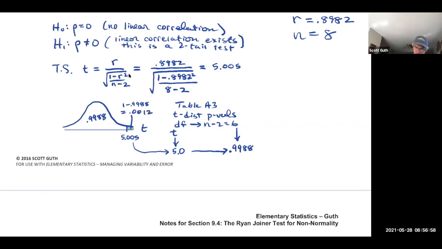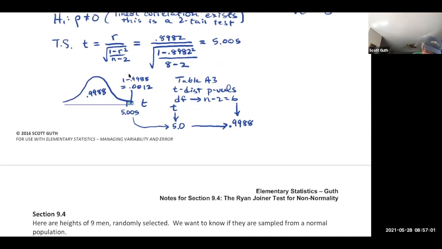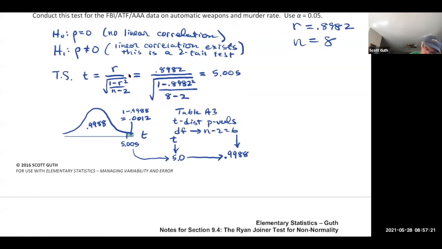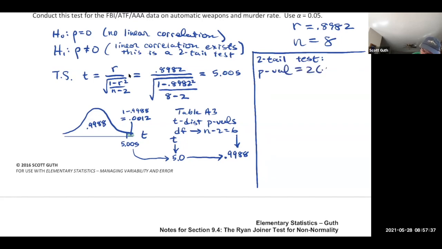0.0012. Thanks so much. Now, is that the p-value? What do you guys think? Is that our p-value? Double it. Gotta double it. Good job. So it's a two-tailed test. So a two-tail test means that the p-value is 2 times 0.0012. So this is 0.0024. Either way, it's less than 1%.